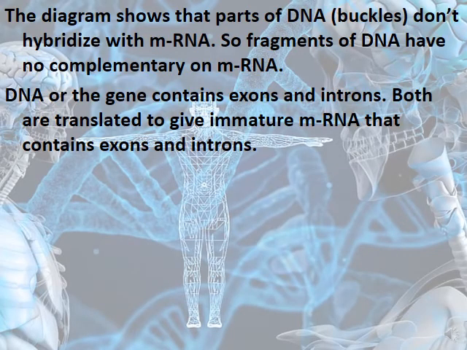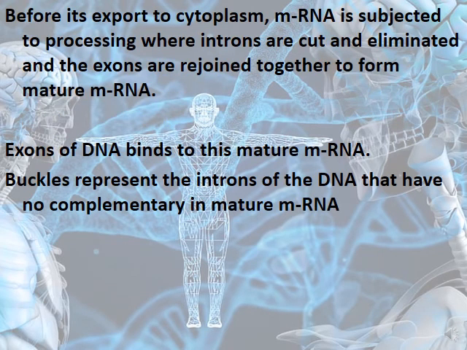So the diagram shows the parts of the DNA that don't hybridize with mRNA. So the fragments of DNA have no complementary on the mRNA. So DNA or the gene contains exons and introns. Both are transcribed to give immature mRNA that contains exons and introns. What will happen? Before its export to the cytoplasm, mRNA is subjected to processing. Introns are cut and eliminated, while the exons are joined together to form the mature mRNA.